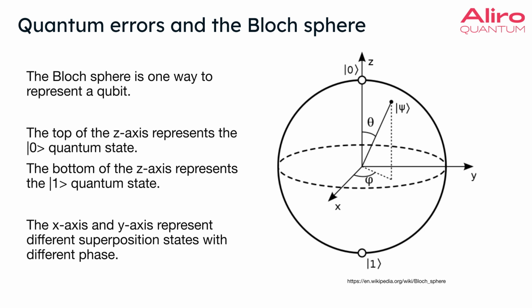quantum state. And now it's actually possible to represent any quantum state on this Bloch sphere as just a vector, which points in any direction on the Bloch sphere. So, for instance, if we look at a quantum state where we have a 50% chance of measuring 0 and a 50% chance of measuring 1, this would be a quantum state lying somewhere on the xy plane. In particular, the x and y axis will represent different superposition states with different phase.